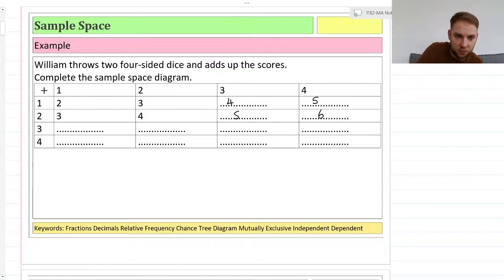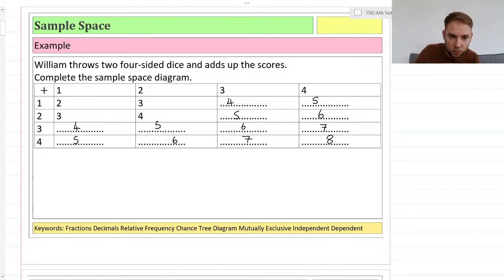1 plus 3 is equal to 4. 3 plus 2 is 5. 3 plus 3 is 6. 3 plus 4 is 7. And then it's the same here. 4 plus 1 is 5 here. 4 plus 2 is 6. 4 plus 3 is 7. And 4 plus 4 is 8, like so. So there's our sample space, and they can ask us some questions.